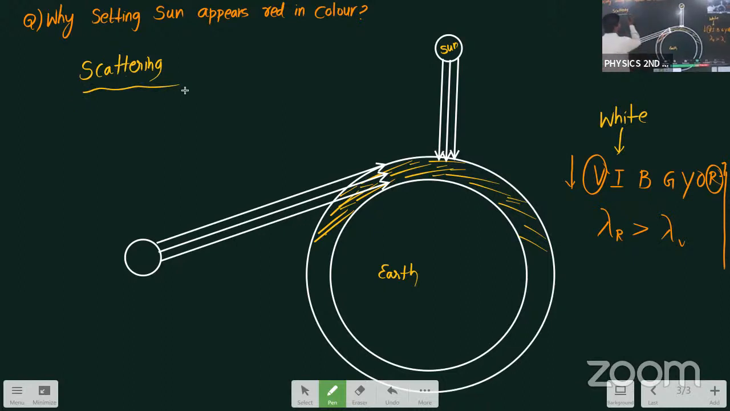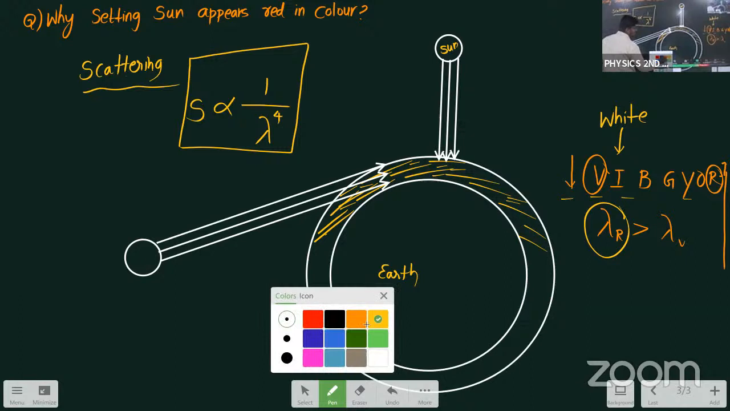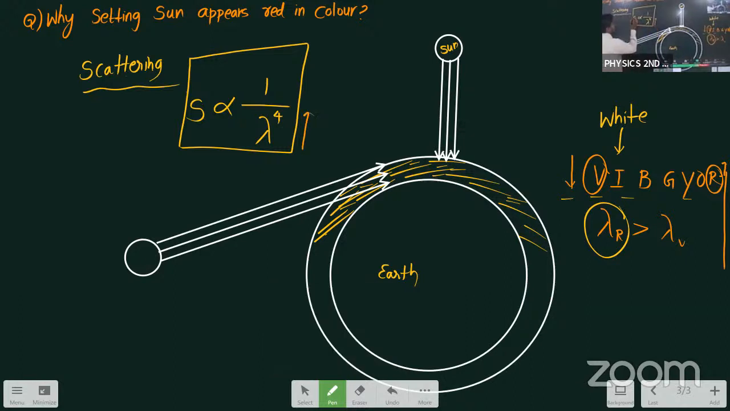There is one relation between scattering and wavelength. Can anyone tell me the relation? Scattering of light is inversely proportional to lambda power 4. Now see here, which color has the largest wavelength? Red color has the largest wavelength. So if the wavelength increases, what will happen to scattering? Scattering will decrease. The violet color has the least wavelength. If the wavelength decreases, scattering will increase. I hope you are getting this point.